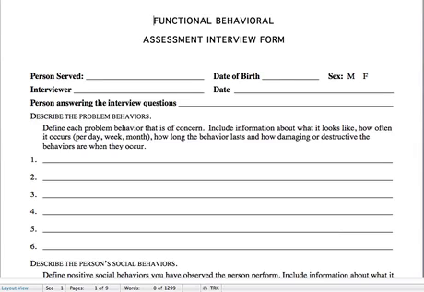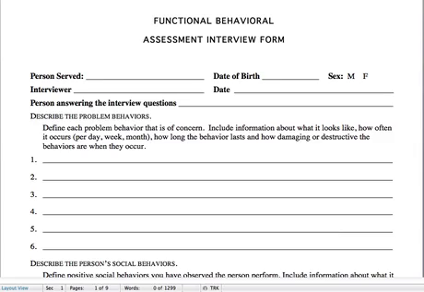Hello, Dr. Zane here. I wanted to review the functional behavioral assessment interview form that you find for this week of material. As you'll see at the end of this document, if you haven't already, it's adapted from the O'Neill book. So it's a lot of the same information. It's not the exact form.